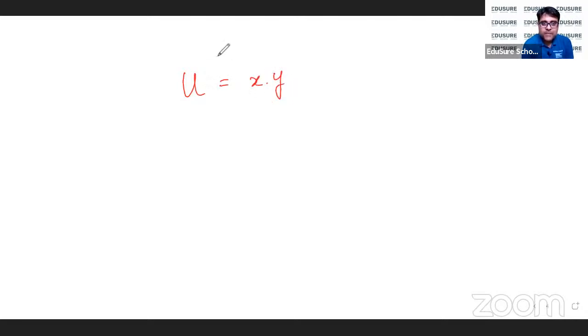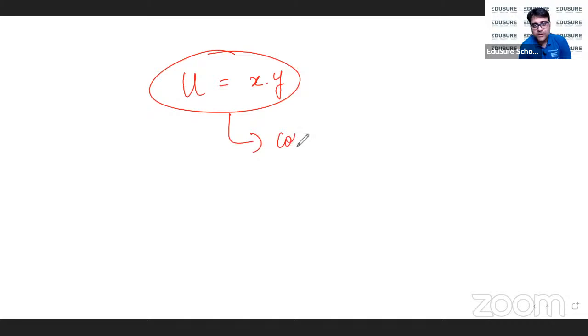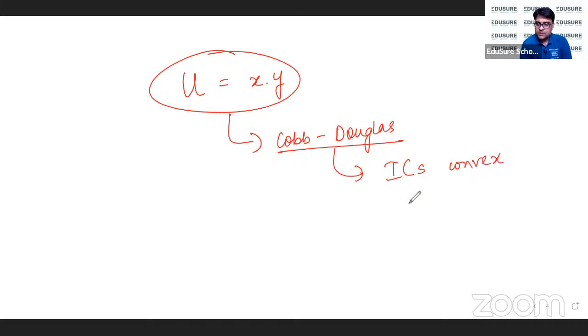I can also compare this with an economic standpoint. Economics के standpoint में this kind of a utility function is called a Cobb-Douglas utility function. And if you would have studied consumer behavior utility functions, you would know that Cobb-Douglas utility function yields indifference curves which are convex to the origin. And convex indifference curves only come from quasi-concave utility functions.